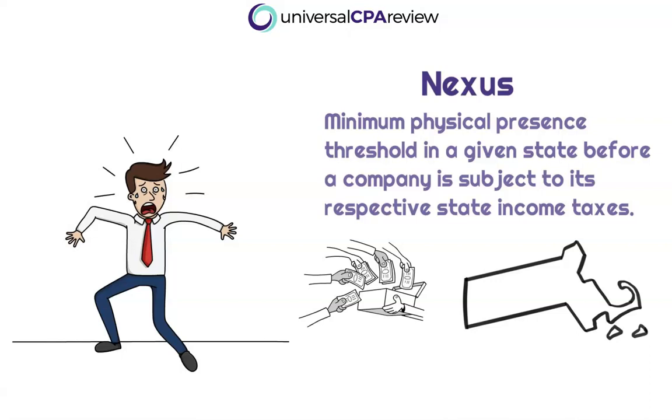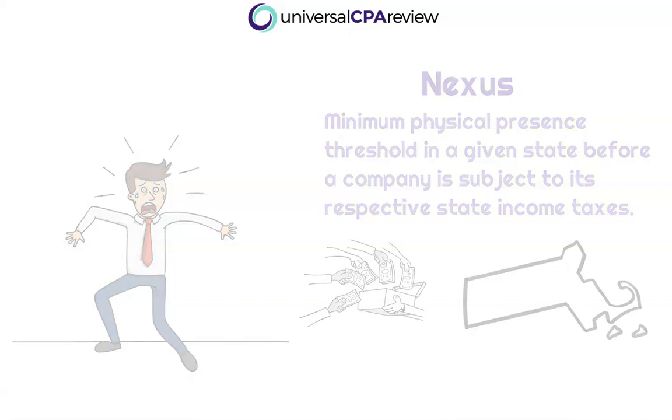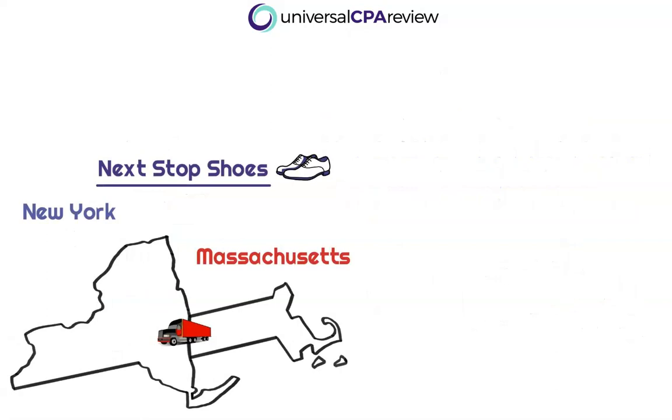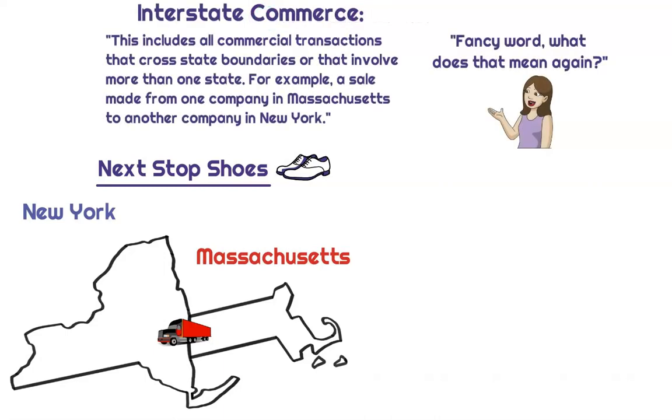All right, so we're focused on net income tax. When Next Stop Shoes distributes from Boston, Massachusetts over the border to New York, then it's going to be considered engaged in this interstate commerce. So you're sitting there and you're thinking, oh, that's a fancy word. What does it mean to have interstate commerce? Don't feel bad. Nobody's watching. But interstate commerce includes all commercial transactions that cross state boundaries or that involve more than one state.